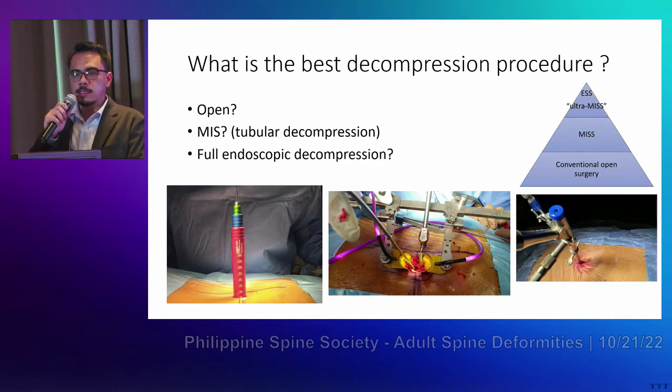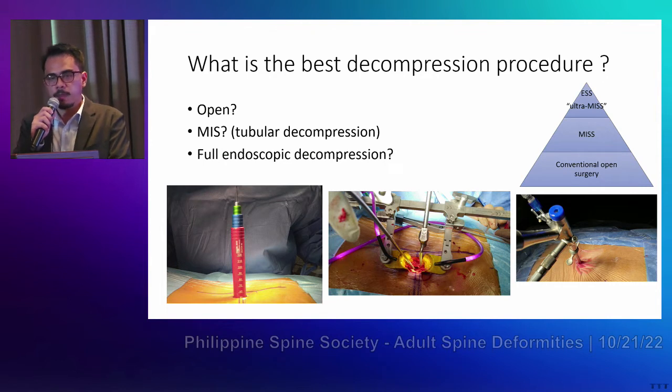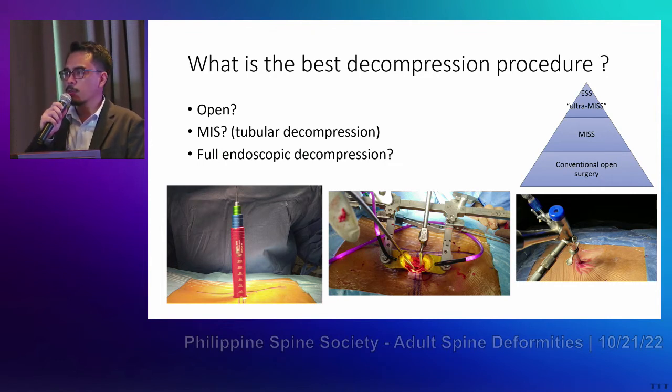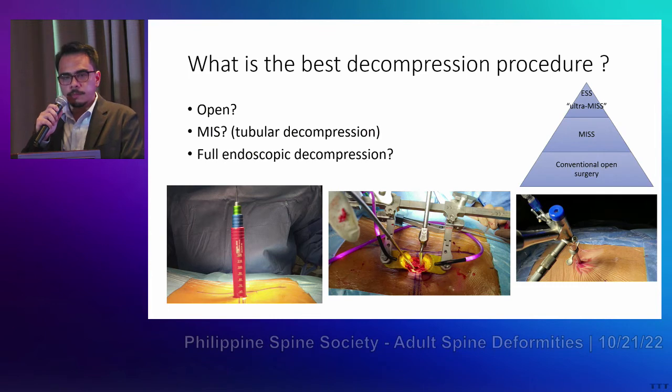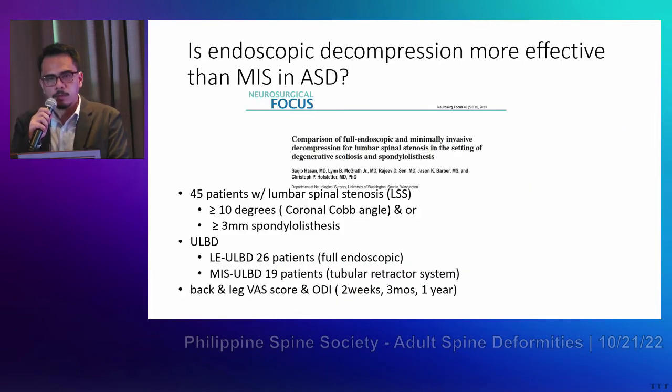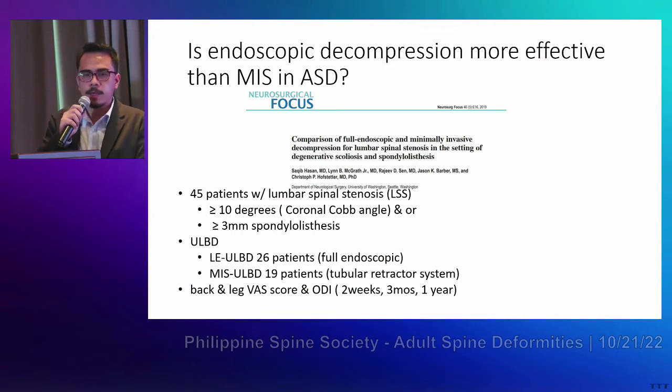So what is the best decompression procedure we can offer to our patients? Do we go with open, such as laminectomy, a laminotomy, or a fenestration, minimally invasive techniques using tubular retractors, or a full endoscopic decompression using the endoscope or biportal technique? So, is endoscopic decompression more effective than MIS in ASD?